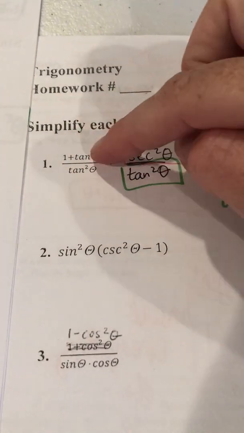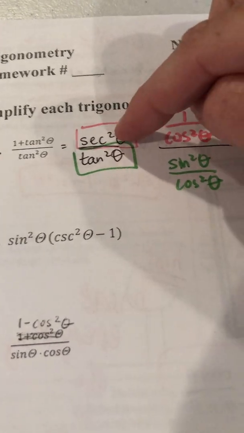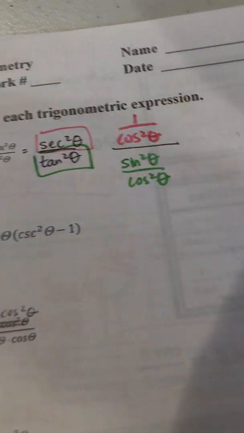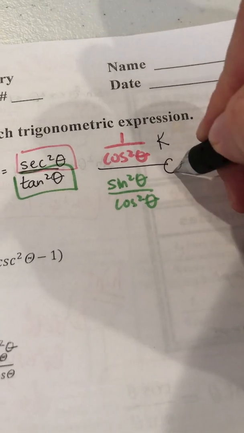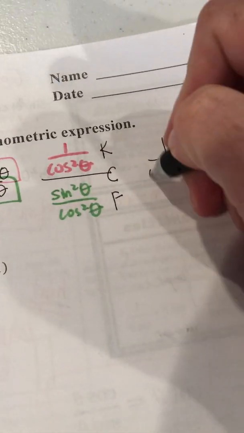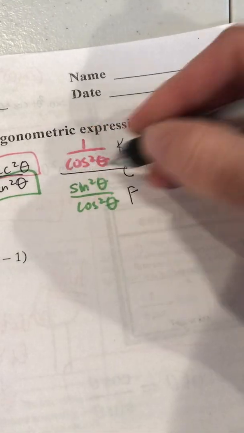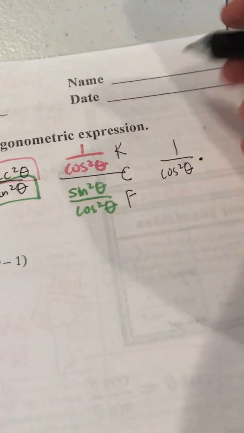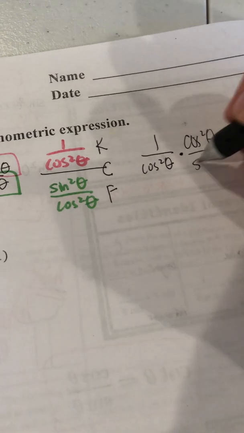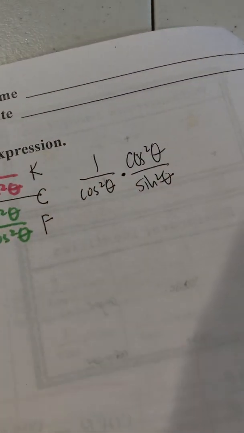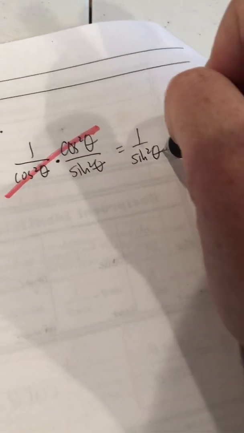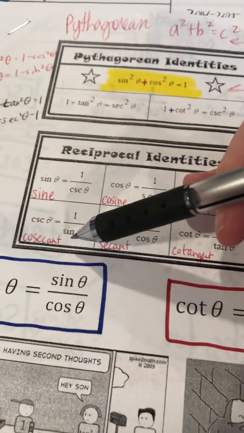I can't do anything with plus, so I had to change that to secant, and then I changed them to sines and cosines, and now I have a fraction within a fraction, so I can keep it, change it, flip it. I'm going to keep 1 over cosine. I'm going to change division to multiply, and I'm going to flip this to put cosine squared over sine squared. I can now see that the cosine and cosine cancel out, leaving me with just 1 over sine squared. So when I go over here, 1 over sine is cosecant. So my answer is cosecant squared.